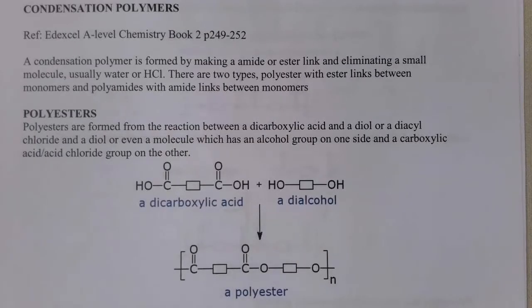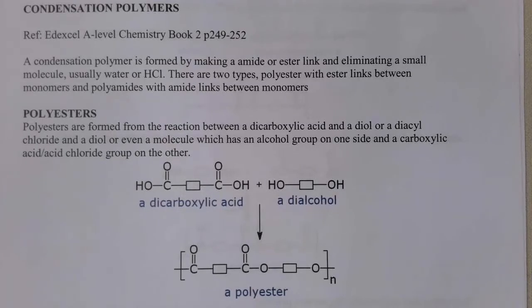Welcome back, and in this video we're going to be looking at the second section of the notes. We're going to be looking at making polyesters and polyamides, and we're going to be looking at the amide link between amino acids. So we're on page 6 of your notes, and we're looking firstly at polyesters.